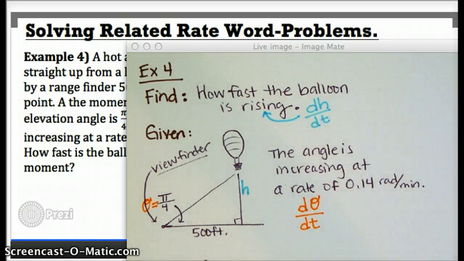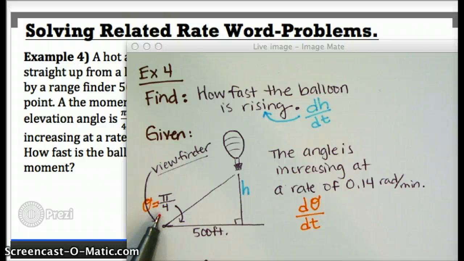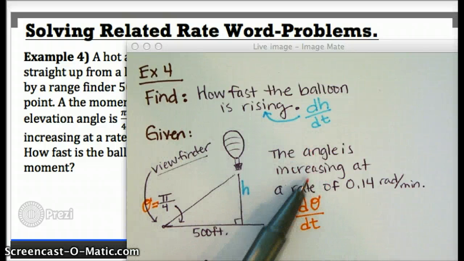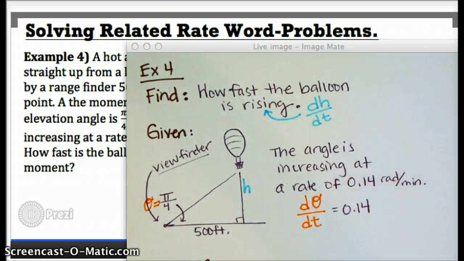Here we're talking about the angle. You may have chosen a different variable, but oftentimes we use a theta. And you need to also recognize that when they say the angle is pi over 4, they're telling you what the theta is at a particular moment. And then the rate at which it's increasing is d theta dt. And since they tell us it's 0.14, we would write d theta dt equals 0.14 radians per minute.